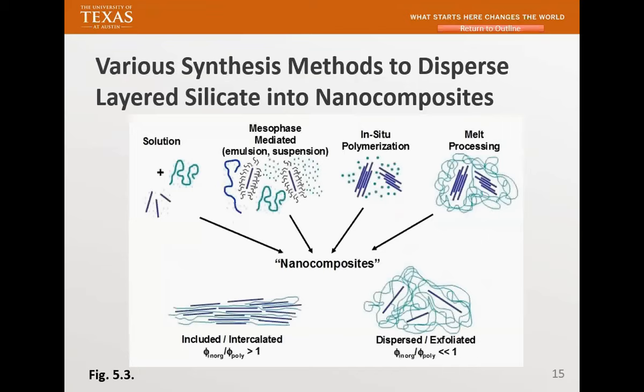Mind you, all these are referring to my book, and which particular figure I'm using. So the intercalated state is what you see. You still have an orderly clay, with the polymer coil getting in between, but the preferred state is exfoliation.